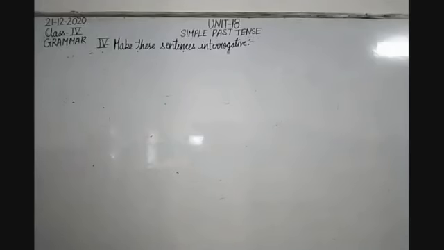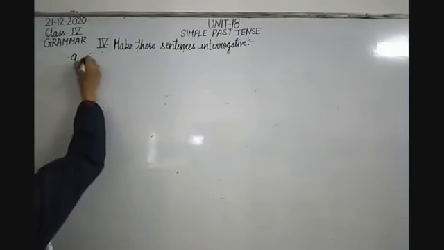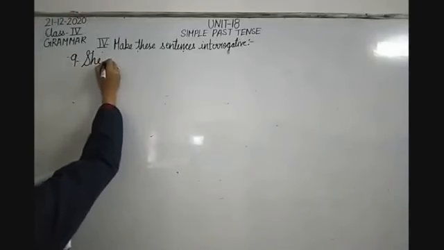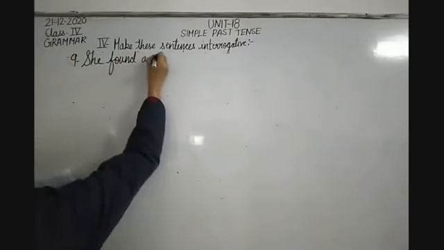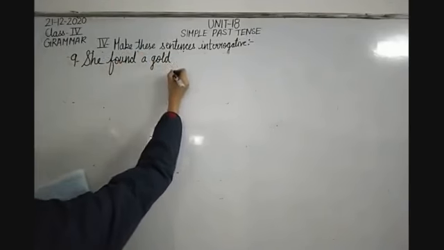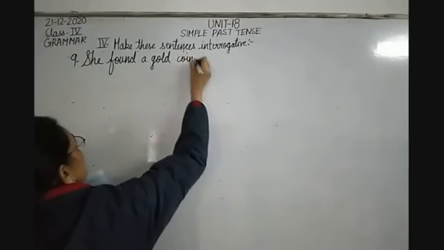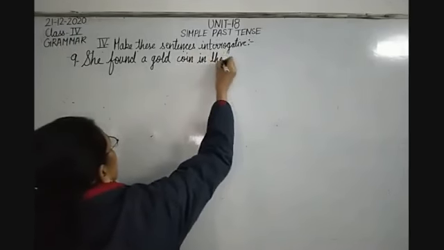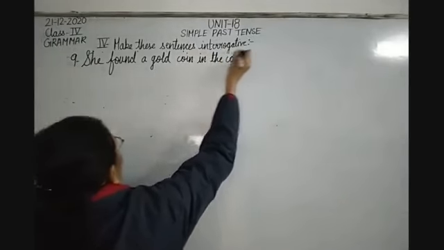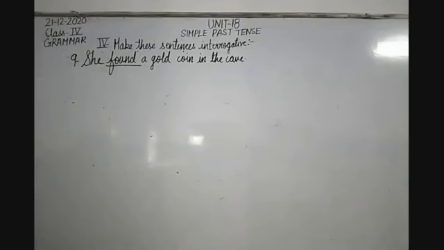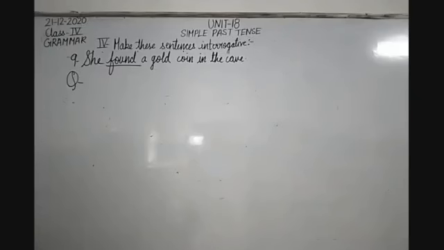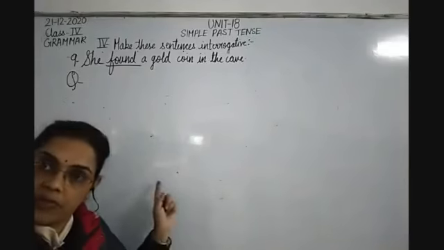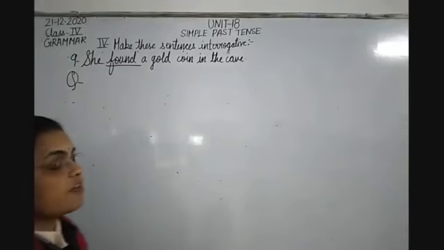Now the ninth one. She found a gold coin in the cave. Now the verb is found. The root form is... what is the root form of found? Find. Found is past tense and the root form is find. Found, find, find, found.